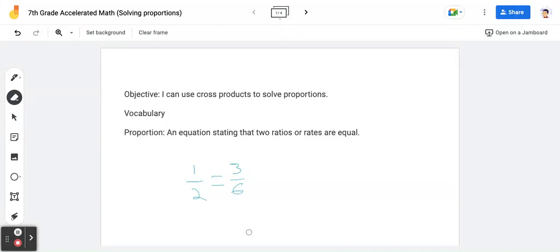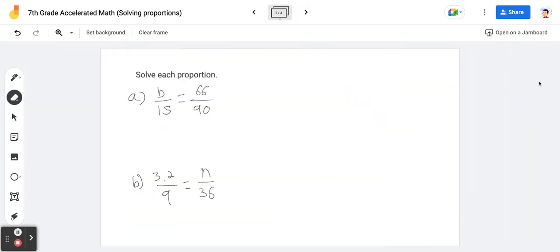What's going on, everyone? Today's objective: I can use cross products to solve proportions. All right, our vocabulary is a proportion. A proportion is an equation stating that two ratios or rates are equal. And this is our very basic example of a proportion. 1/2 is a ratio, 3/6 is a ratio, and the fact that they are set equal to each other is what makes them a proportion. So two ratios set equal to each other are a proportion.